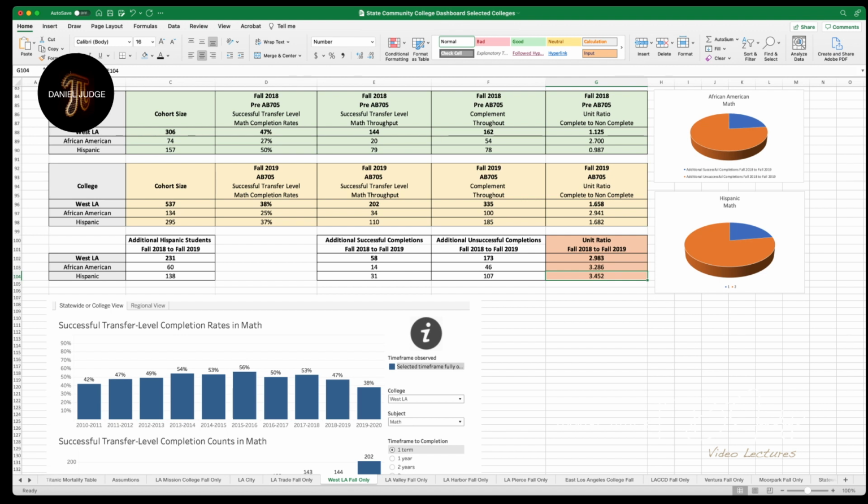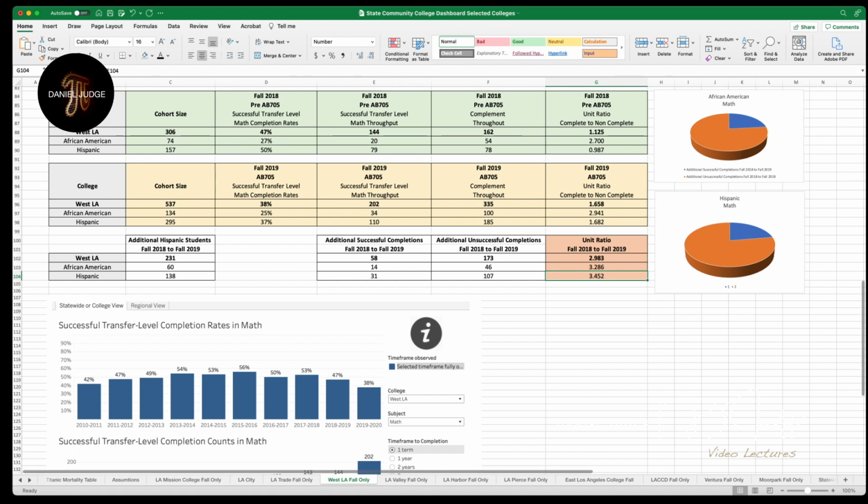AB705, and what's worse, AB1705, is going to ignore the fact that these were all the best students in the highest GPA band, completing math and English in high school, right? These were the best students there. And what just happened? For every additional success, we see a lot of non-successes.